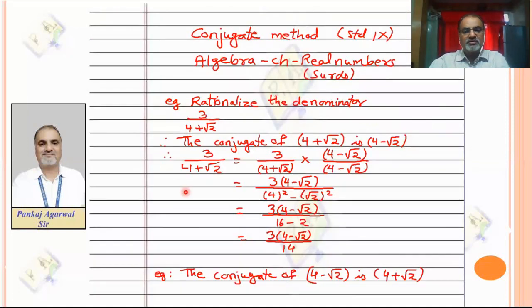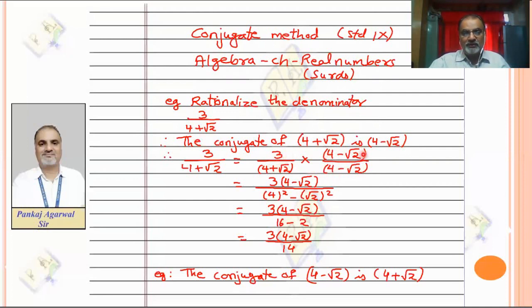Now, let's talk about the conjugate method, which we studied in 9th standard. It was in algebra, real number surds. Let's take an example. Rationalize the denominator of the given question, 3 whole upon 4 plus square root of 2. The square root of 2 is a real number and it is in the denominator. We want to eliminate it. So the conjugate of the denominator, that is 4 plus square root of 2, is 4 minus square root of 2. So multiply and divide the question with the conjugate.